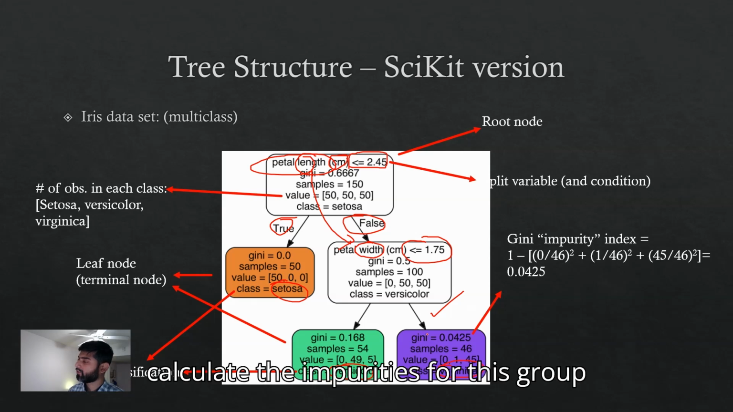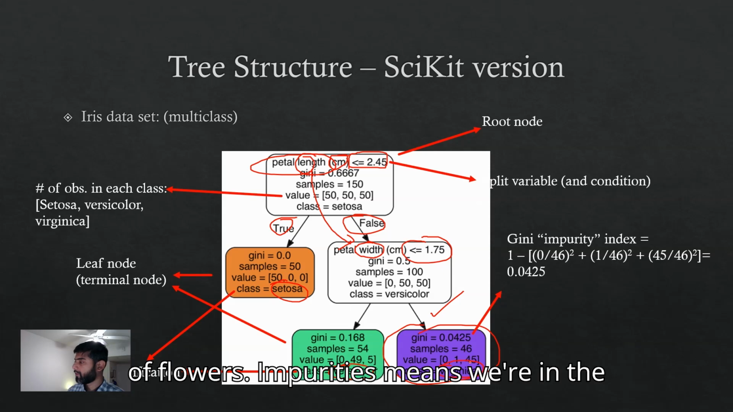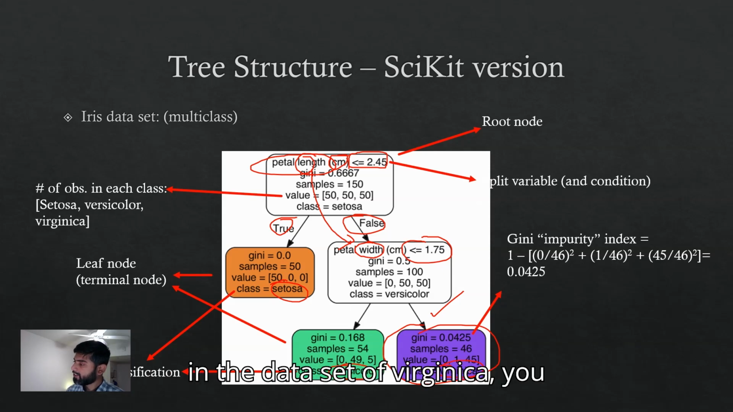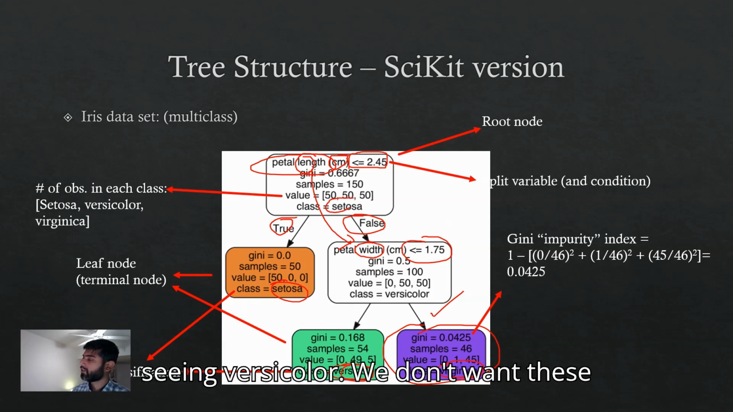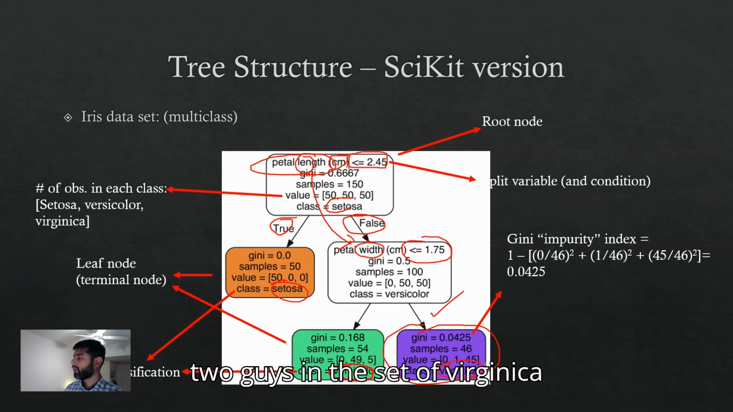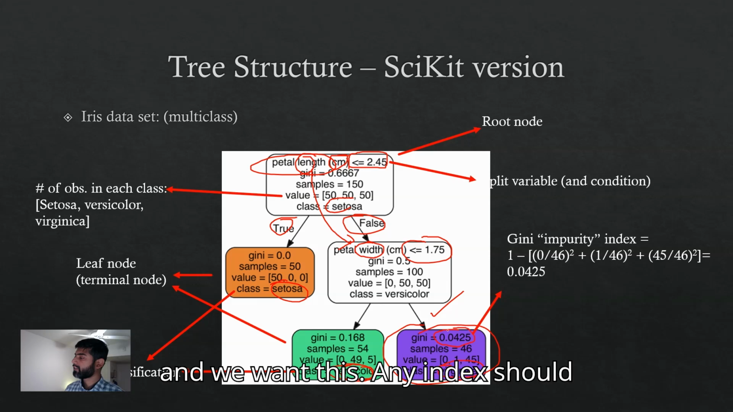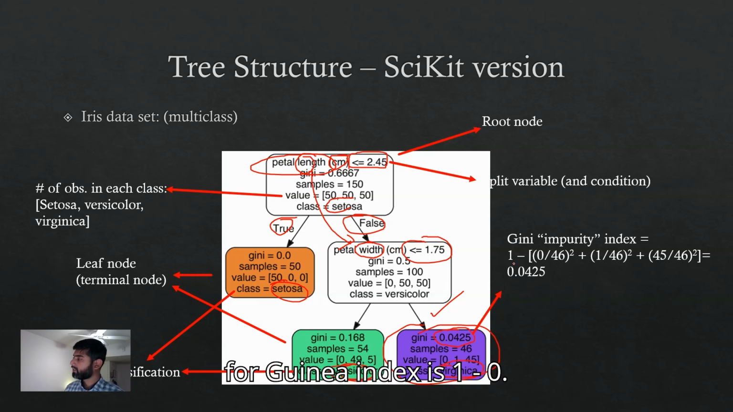How do we calculate the impurities? Let's calculate the impurities for this group of flowers. Impurities means in the data set of virginica, you are seeing either setosa or you are seeing versicolor. You don't want these two in the set of virginica. And we want this Gini index to be as low as possible. So the formula for Gini index is 1 minus 0.